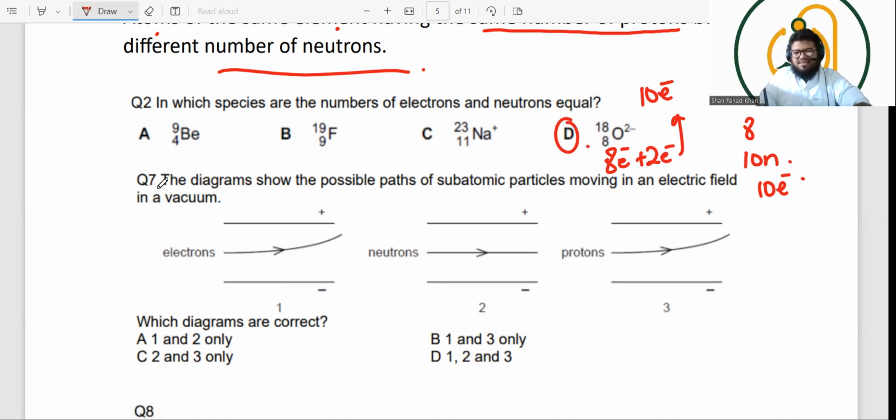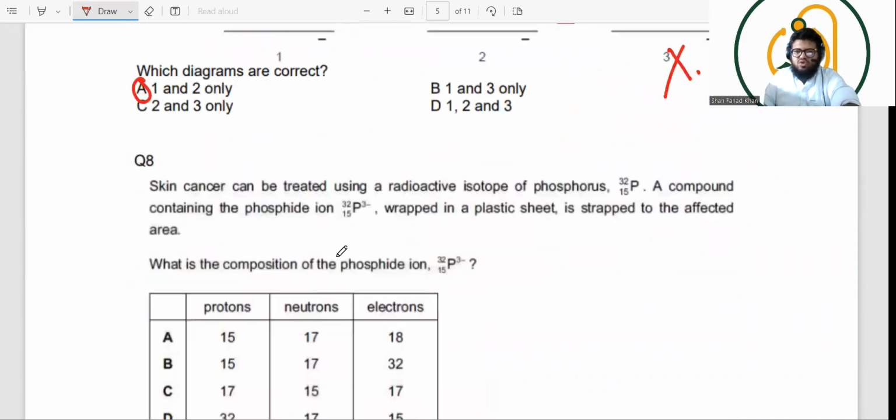Question 7. The numbering is just not in order, okay? The diagram shows the paths of subatomic particles moving in an electric field in a vacuum. Now you can see this electric field right over here. Again, this is a similar situation to the one that we discussed earlier in the diagram. You have a positive plate up and a negative plate down. You have electrons here, neutrons here, protons here. Electrons, after entering the field, would be deflected towards the positive plate. This one is correct. Neutrons would pass straight and would not be deflected. Protons would be deflected down. So this one is incorrect. They're asking us which one is correct. So it's 1 and 2 only, because only those two show correct options.